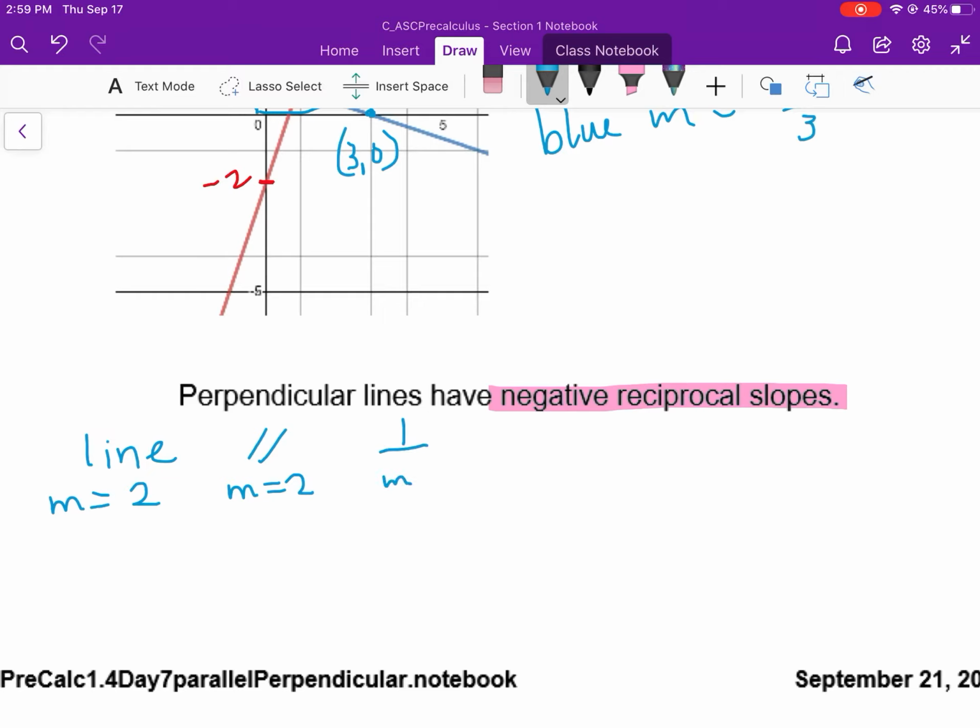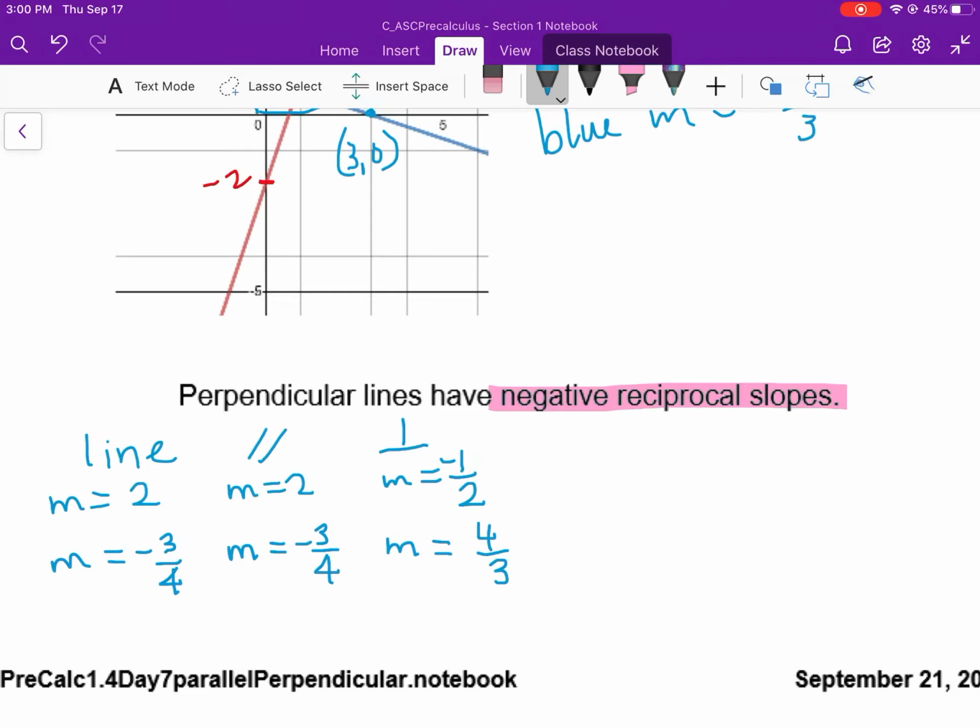So I have to make this slope 1 over 2, and I have to make it negative because it's got to be flipped over. If the slope is, let's say, -3/4, then the parallel slope is -3/4. And the perpendicular slope, I have to flip it, so now it's 4/3, and I make it the opposite. And the opposite of negative is positive, so I'm just going to leave it that way.